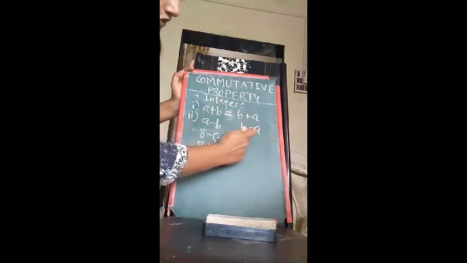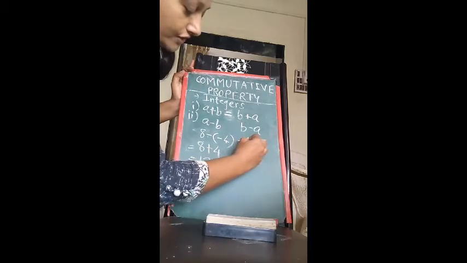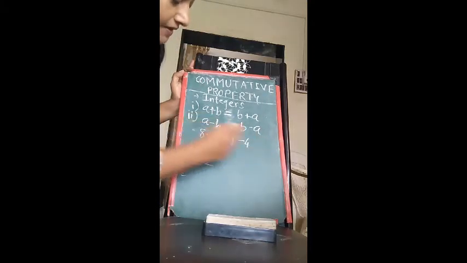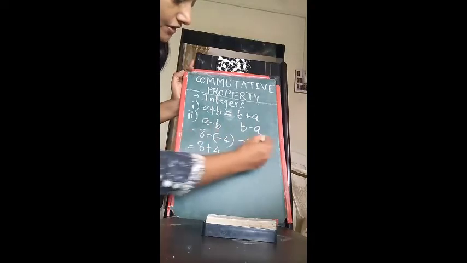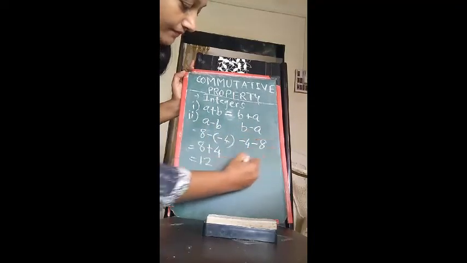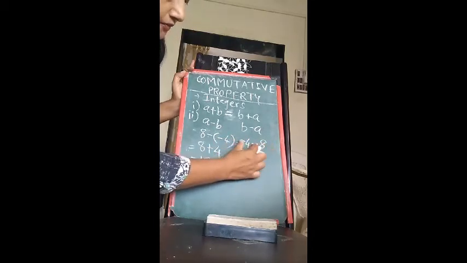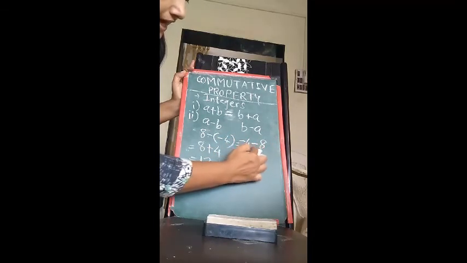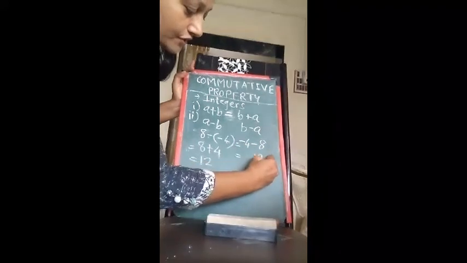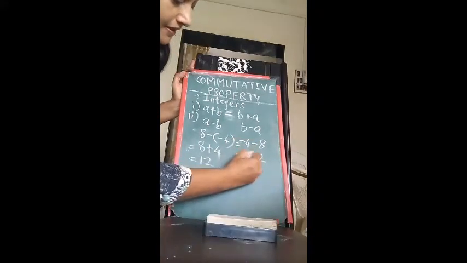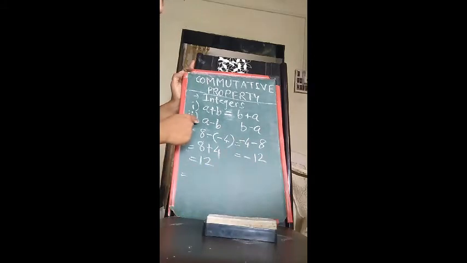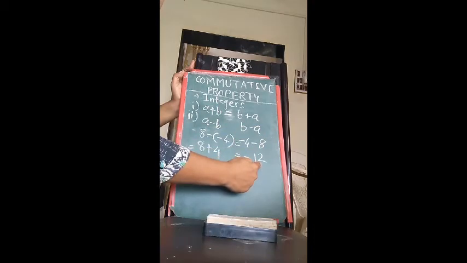Now we will solve b minus a. The b value is minus 4, we had given already. So we are going to take minus 4 first and then minus 8. The a is 8. Minus 4 minus 8, both the signs are minus, so we are going to add these two numbers. 8 plus 4 is 12 and the sign is minus. Just check: a minus b, the answer is plus 12; b minus a, the answer is minus 12.